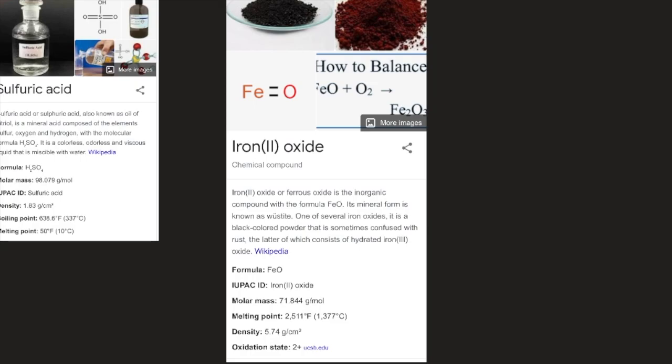Its formula is FeO. Its IUPAC ID is iron(II) oxide. Its molar mass is 71.844 grams per mole. Its melting point is 2,511 degrees Fahrenheit, or 1,377 degrees Celsius. Its density is 5.74 grams per cubic centimeter, and its oxidation state is 2+, according to ucsb.edu.